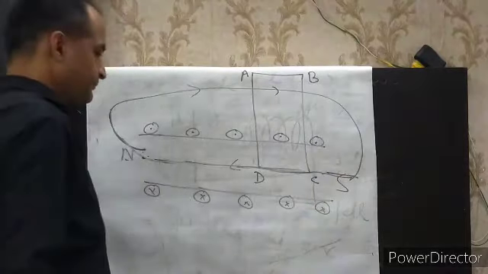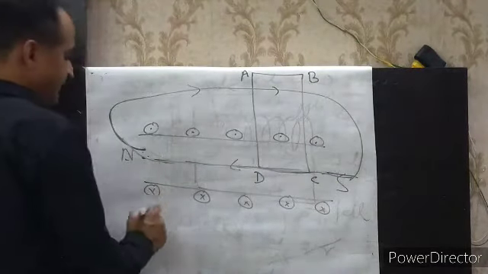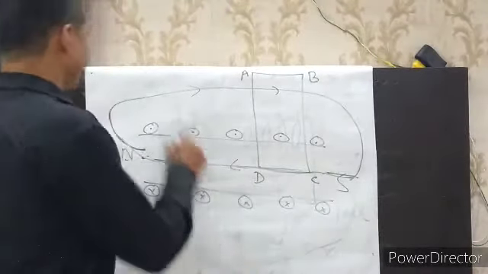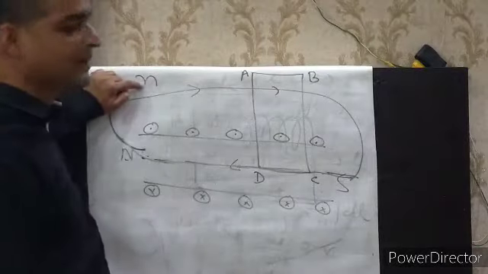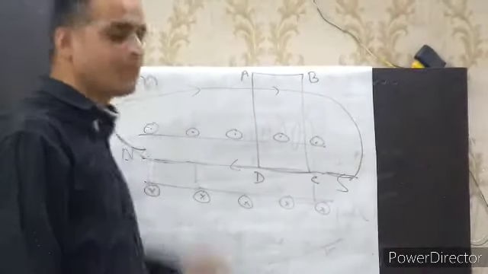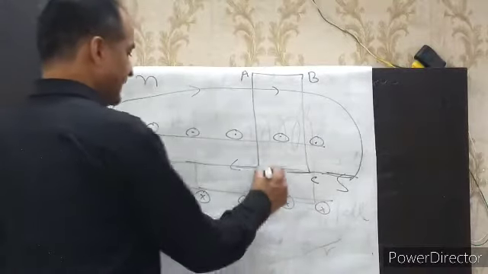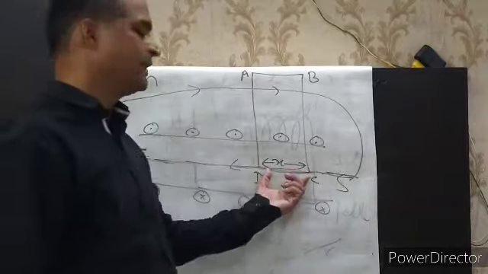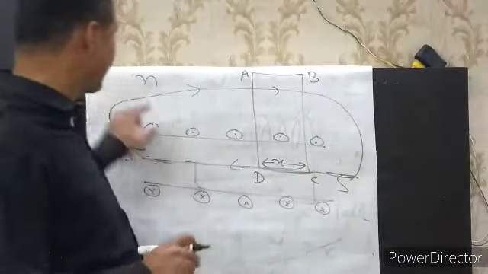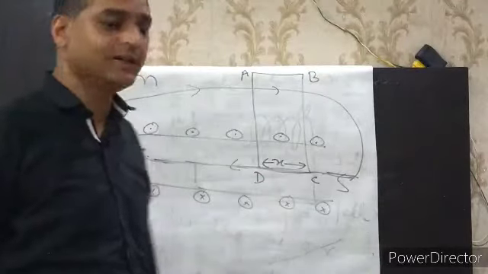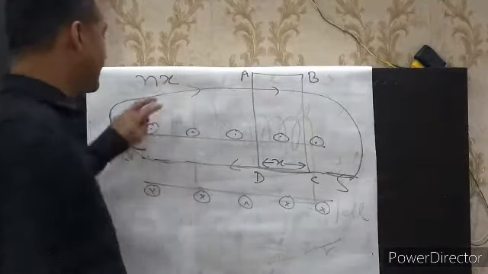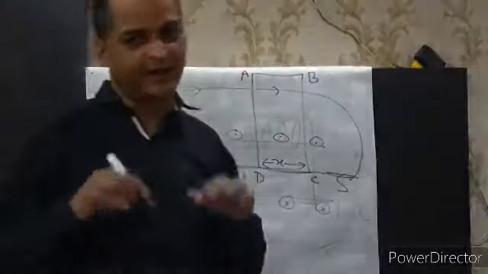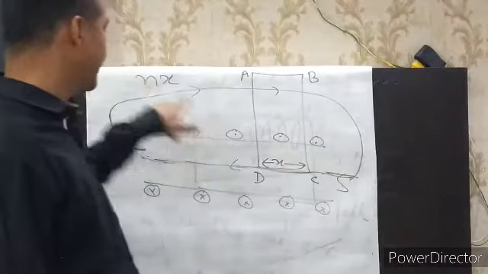Clear? One more thing: let the number of turns per unit length be small n. What is small n? The number of turns per unit length. Suppose this length is x. For unit length, the number of turns is n. For length x, the number of turns is nx. Is it clear? The number of turns on the length x is nx.